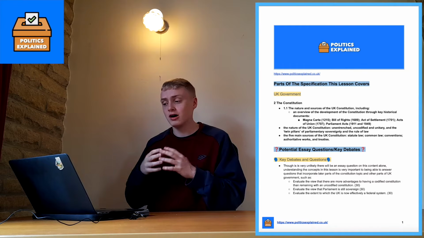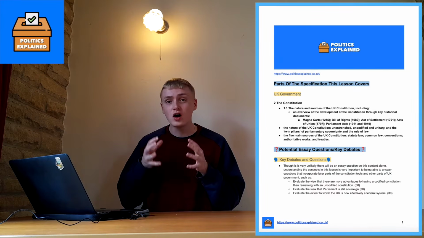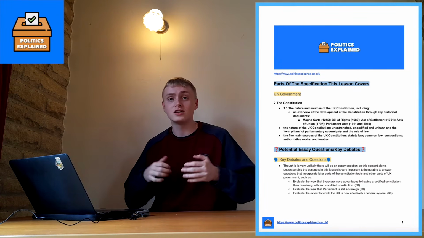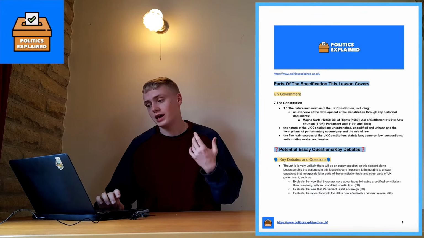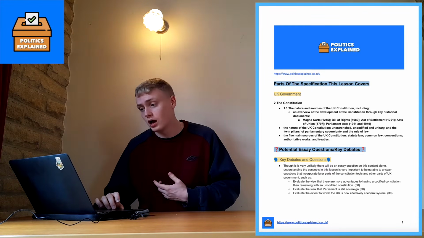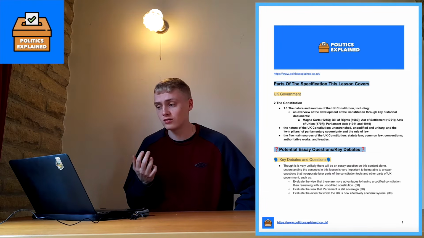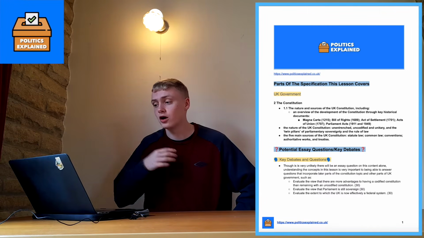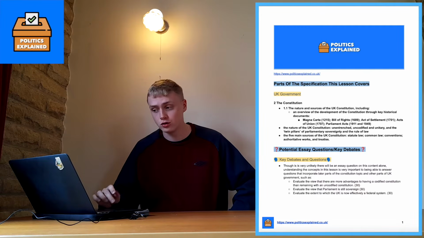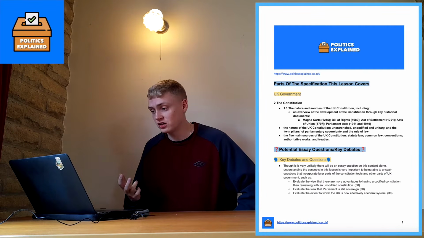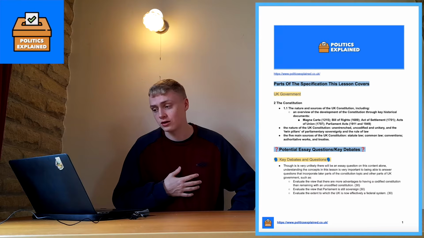So starting off with the parts of the specification this lesson covers. This is the first part of the UK government part of the A-level Edexcel A-level politics course, and it's the first part of the constitution topic. So it's looking at the nature and sources of the UK Constitution, including an overview of its development through key historical documents, the nature of the Constitution, and the 5 main sources of the UK Constitution.